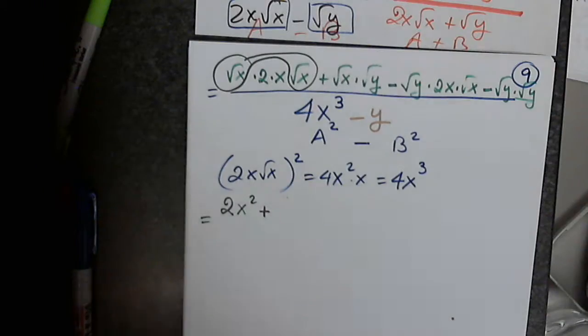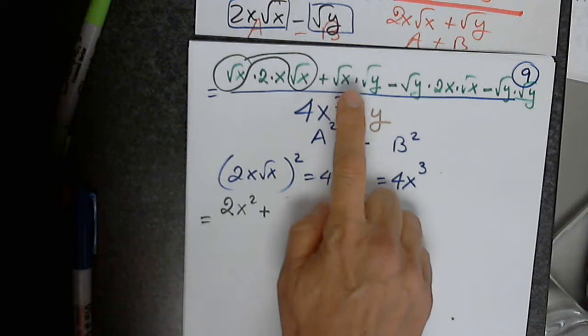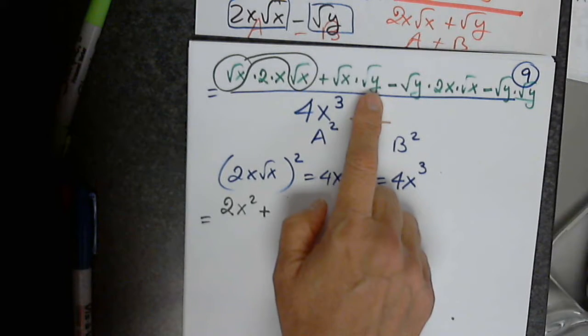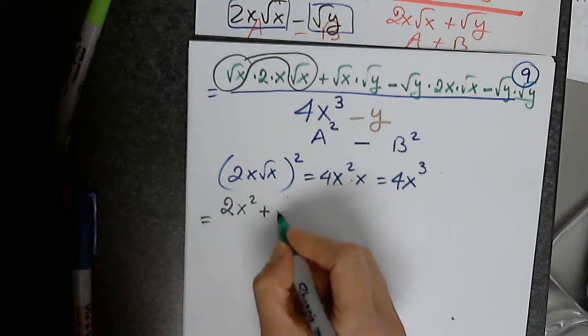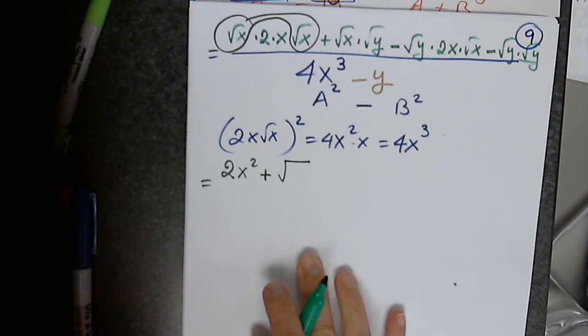And this is what I'm given at this point. I have the square root of x times the square root of y. They have the same index. I can write plus the square root of xy, that's it.